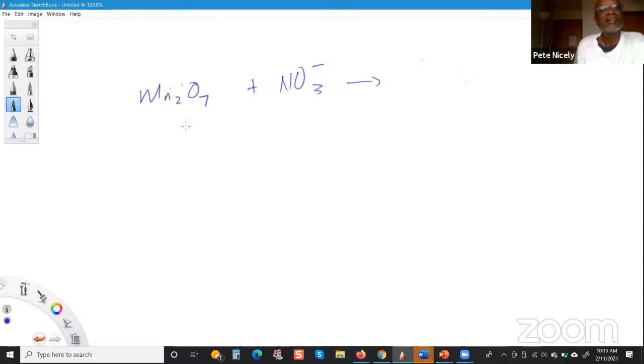Mn2O7. Let me try that. Let me see if that is valid. Okay, yeah, that can work. Reacting with, okay, let me change this to N2, to form NO3 minus plus MnO2. Okay, so let's work with this one.